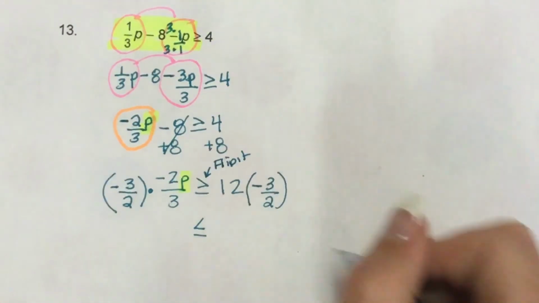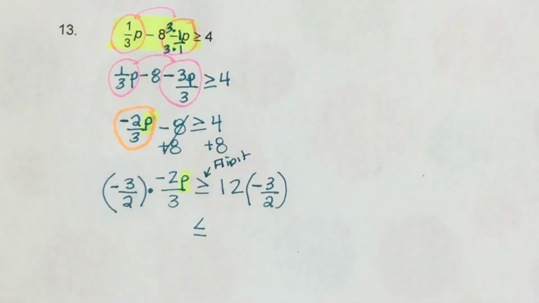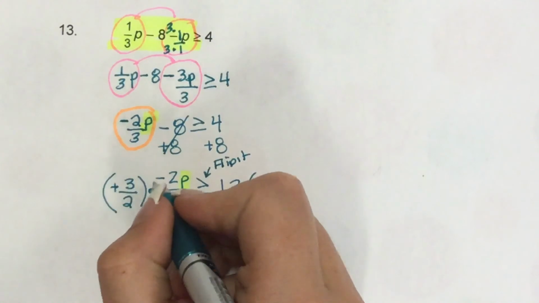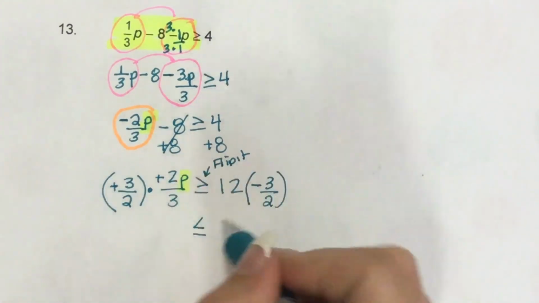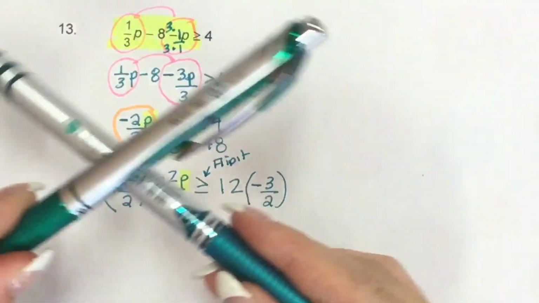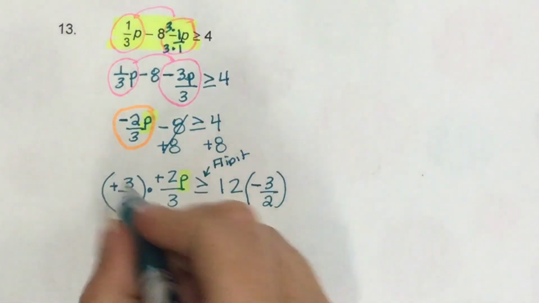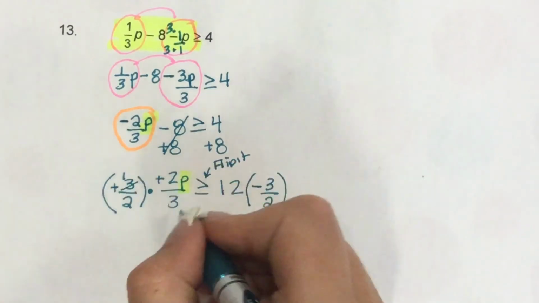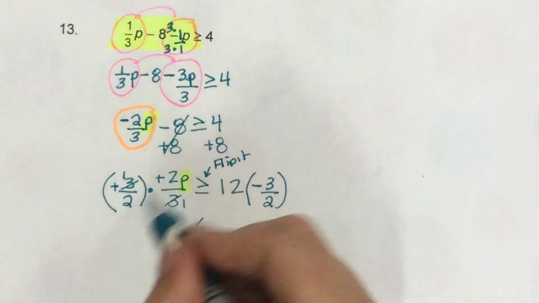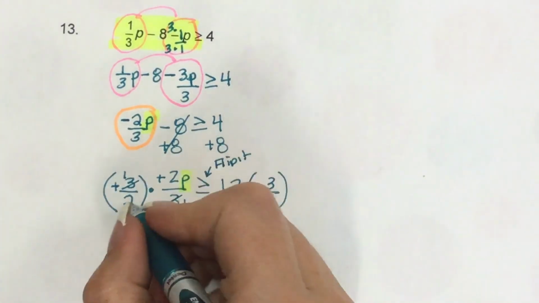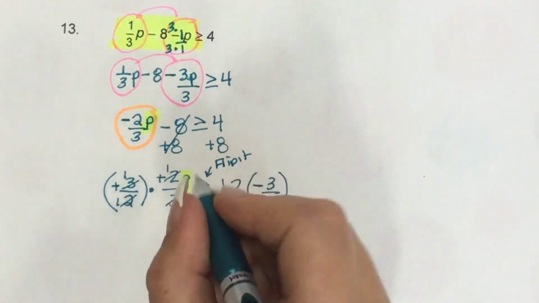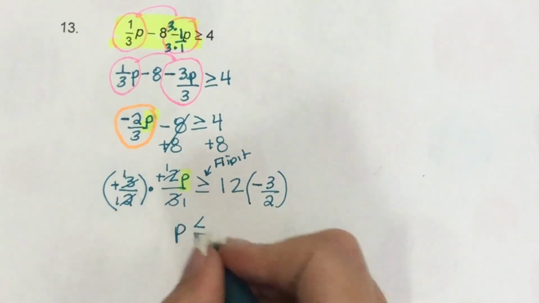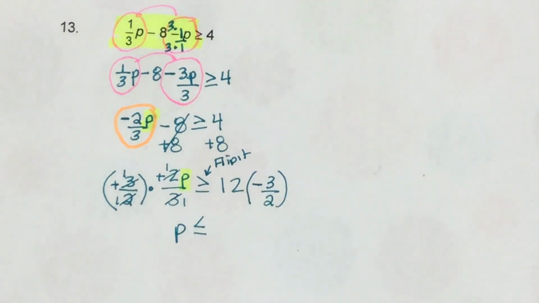Okay, now that we've flipped the sign, we can just simplify both sides of this inequality starting here. I have a negative times a negative, which is going to be a positive. I'm multiplying fractions, so whenever I multiply fractions, I always look to cross cancel first. There's a common factor of 3. 3 goes into 3 one time, 3 goes into 3 one time. There's also a common factor of 2 here. 2 goes into 2 one time, 2 goes into 2 one time. So everything ends up being 1. 1 times p is p. Now p is just by itself, which is exactly what we want.